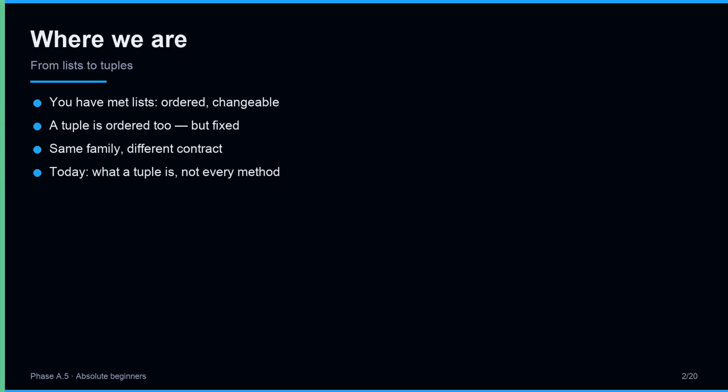A tuple is also an ordered collection. It keeps items in order, first, second, third. But where a list is changeable, a tuple is fixed. Once you write it, it stays. Same family, very different contract. In this lesson we only ask what a tuple is. The deep how-to comes in later lessons.